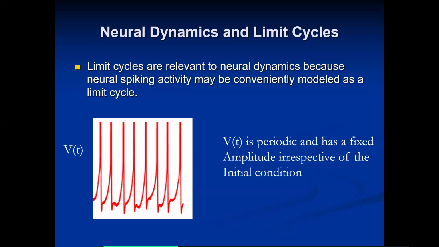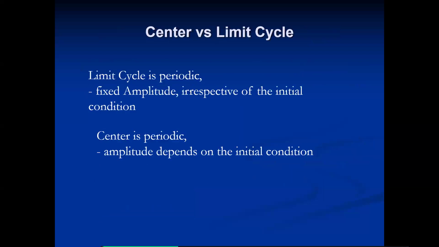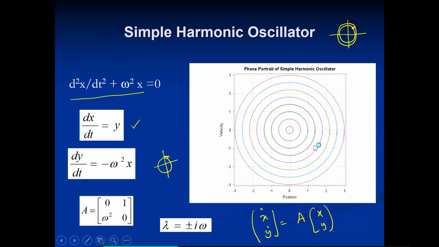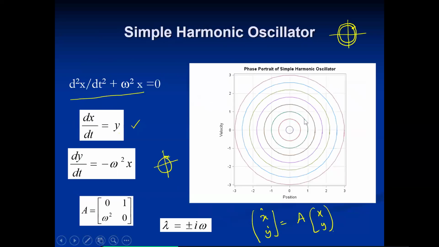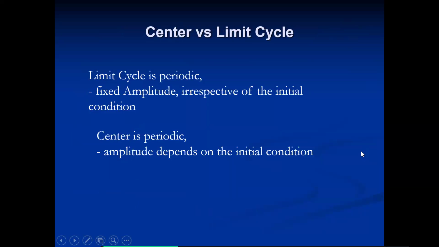That's the kind of thing you see in neurons. That's exactly a limit cycle kind of oscillation. A simple harmonic oscillator will not give you that behavior. Therefore, if you want to model neural oscillations, you need a limit cycle kind of oscillation and not a simple harmonic oscillator kind of oscillation. So this is the important point. Is this clear?